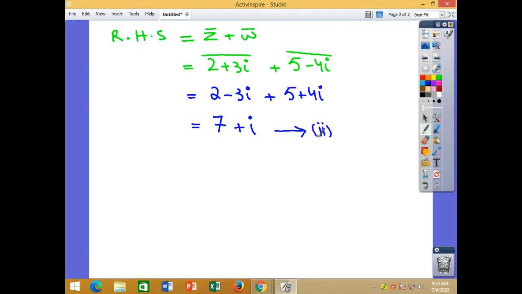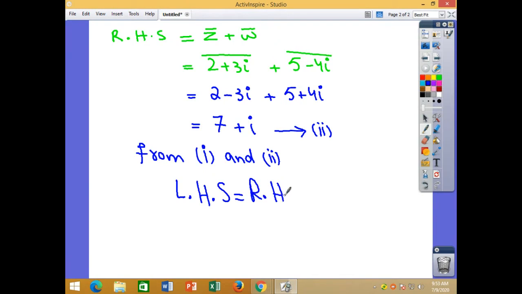We get equation 2. Now from equation 1 and 2, we see that both the answers are the same, that is left hand side is equal to right hand side. Moreover, z plus w whole conjugate is equal to z conjugate plus w conjugate, which is our required answer.